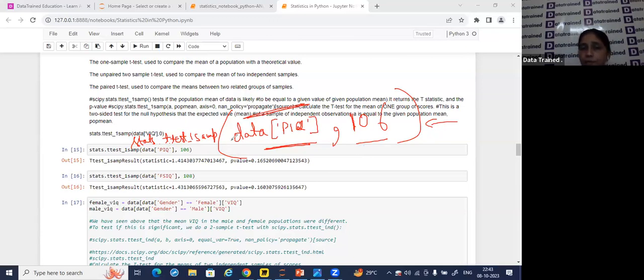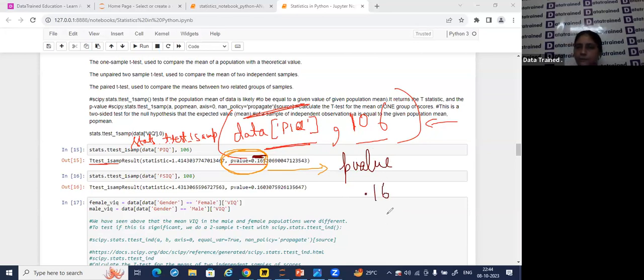as per the formula, we need to check the response. In the response, there are so many parts coming, but I need to check only the p-value. What is the p-value coming here? See carefully: 0.16.